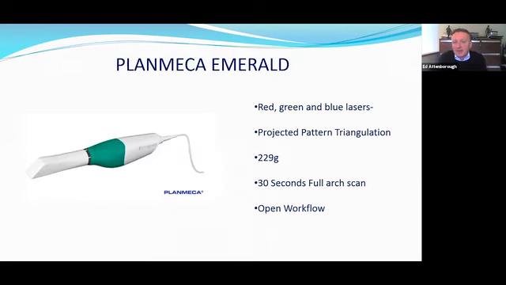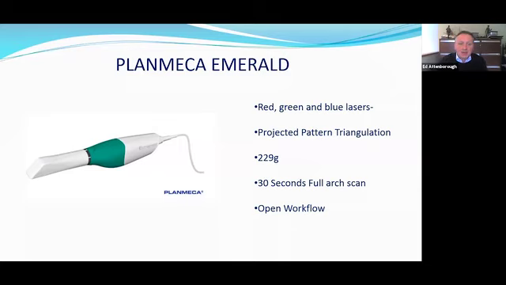The Planmeca Emerald is one of a suite of three different ones that are available. It uses red, green and blue lasers, projecting a pattern onto the die or tooth, and that is picked up by triangulation. It's a full color system, as are all of the systems that we've seen so far. So they all record color and overlay that color and texture detail onto the triangle mesh in a PLY format. It's very light, the Planmeca Emerald system, at 229 grams, and quite fast at 30 seconds for a full arch scan. And it's a fully open workflow.